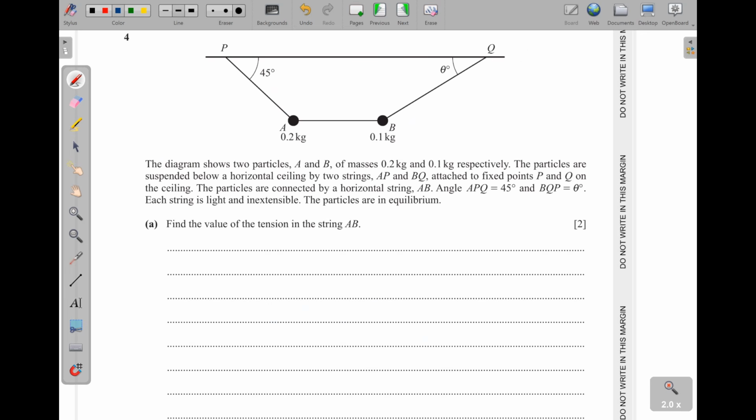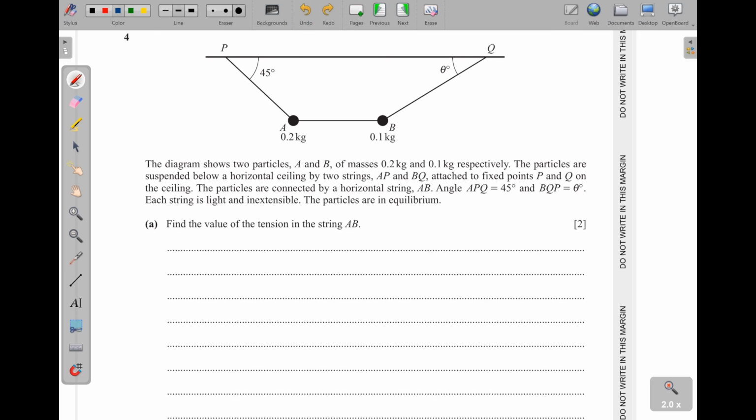Question 4. The diagram shows two particles A and B of masses 0.2 kilograms and 0.1 kilogram, respectively. The particles are suspended below a horizontal ceiling by two strings AP and BQ, attached to fixed points P and Q on the ceiling. The particles are connected by a horizontal string AB. Angle APQ is equal to 45 degrees and BQP is equal to theta. Each string is light and inextensible. That means you cannot stretch it any further. It is light, meaning its mass is negligible. Then the particles are in equilibrium.